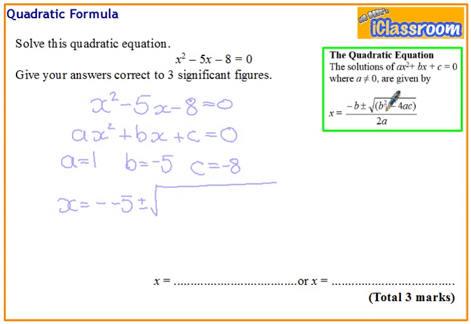I need to do b squared, which is minus 5, squared, and again I'll explain why we've put that in brackets in a second, minus 4. Now when I write numbers next to letters, it means multiplied by, so this is 4 times a times c. So I want 4 times my a value times my c value. And I need to then divide this by 2a. 2 times 1.